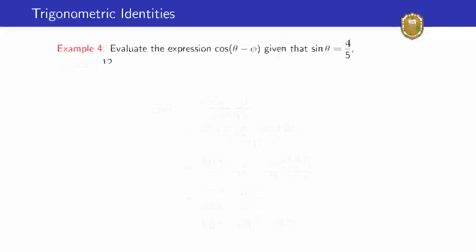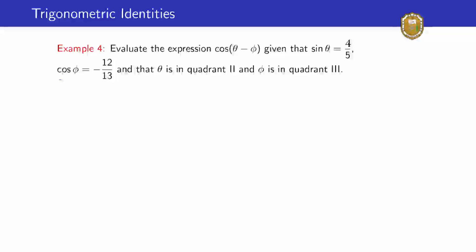Example number 4. Evaluate the expression cos(theta - phi), given that sin theta is 4 over 5, cos phi is -4 over 13, and that theta is in quadrant 2 and phi is in quadrant 3.